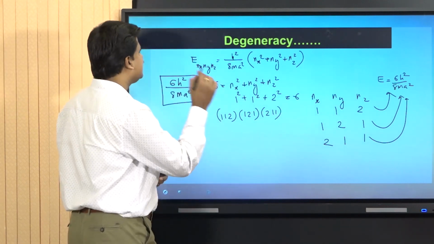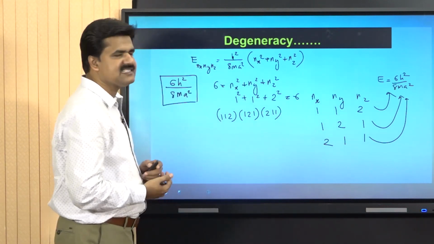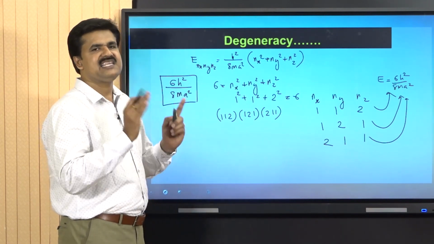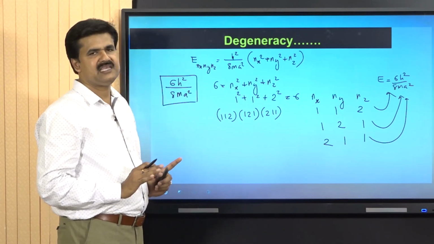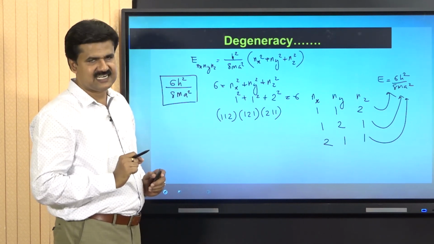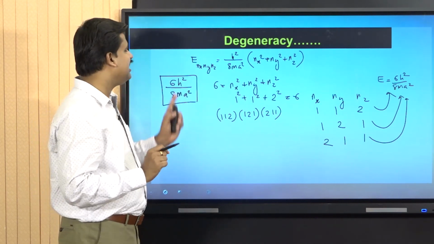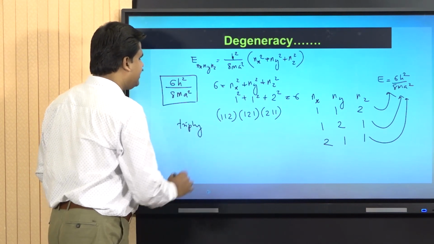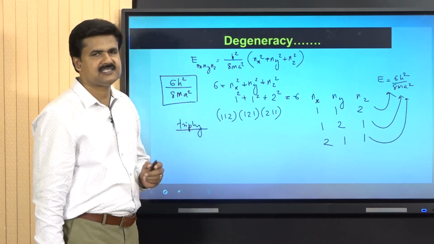That means the energy level 6h square divided by 8ma square is said to be threefold degenerate, or the level is triply degenerate. The level is triply degenerate.